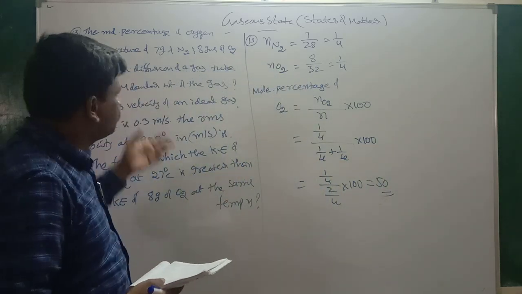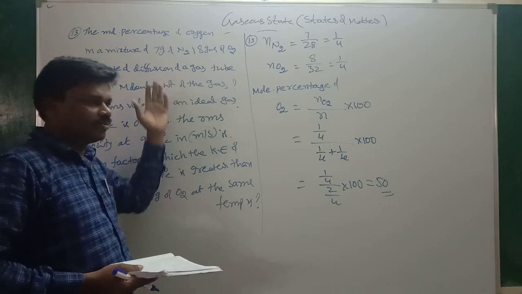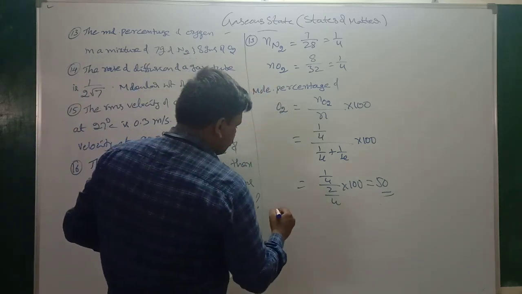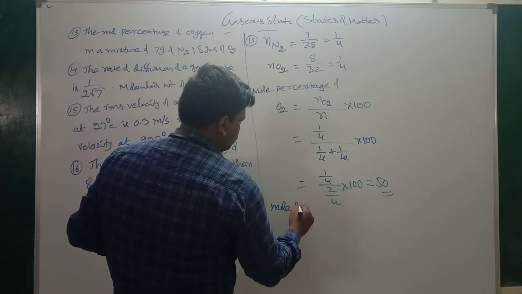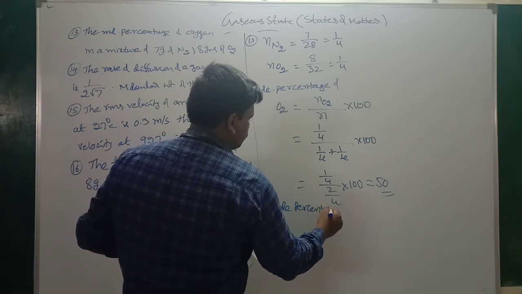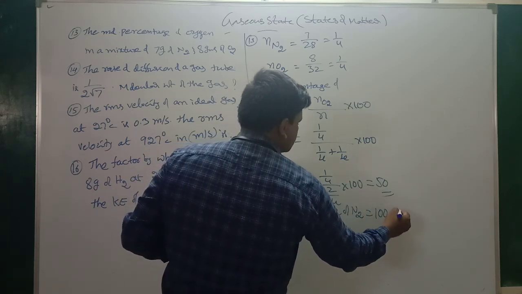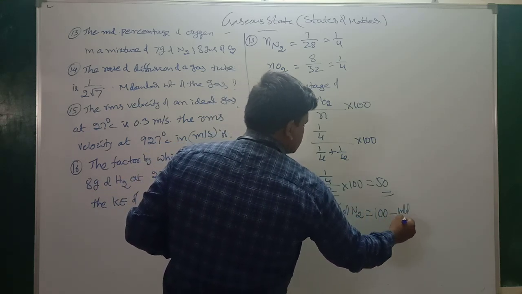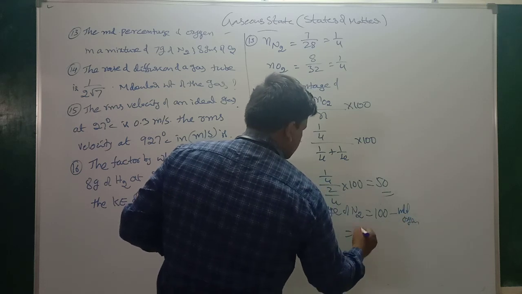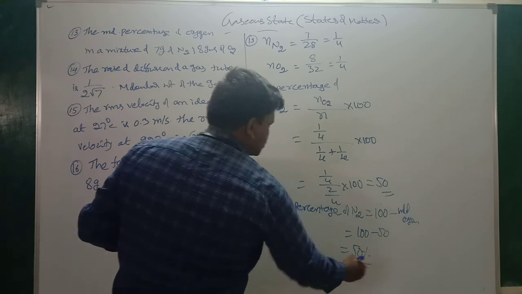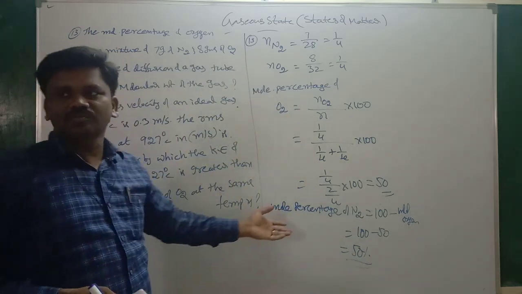Suppose, for example, the mole percentage of nitrogen. By using this formula or another one, the mole percentage of nitrogen is equal to 100 minus the mole percentage of oxygen, that means 100 minus 50, which is equal to 50% mole percentage of nitrogen gas.